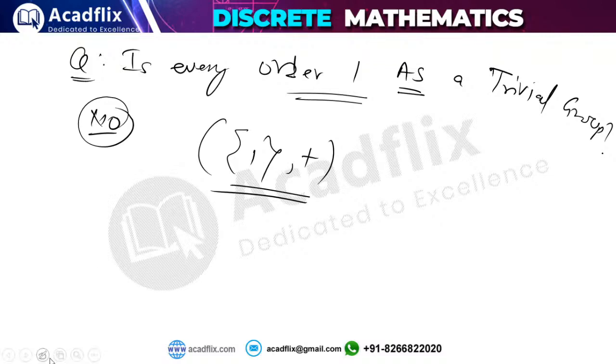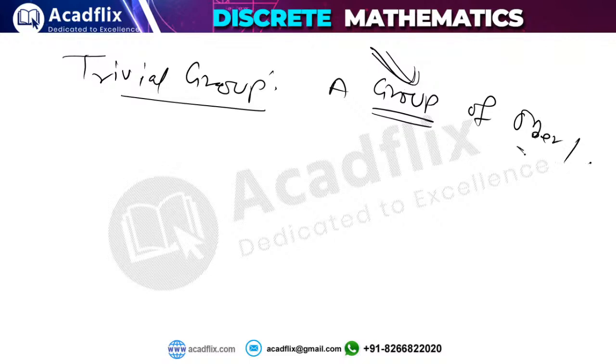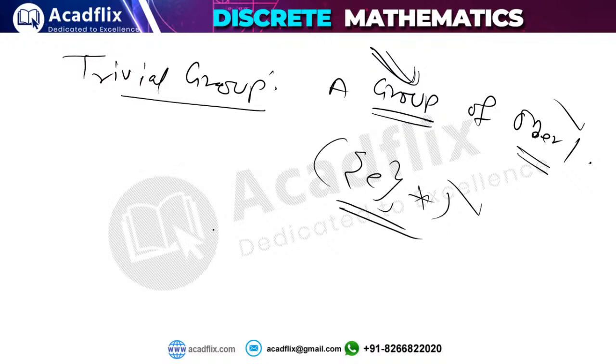So that's why, remember, when I define what is a trivial group, then a trivial group is a group. First of all, it must be a group of order 1. Because it is a group, it must have the identity element, and because it is order 1, you only have the identity element. So this type of group is called a trivial group. This is the definition of trivial group.